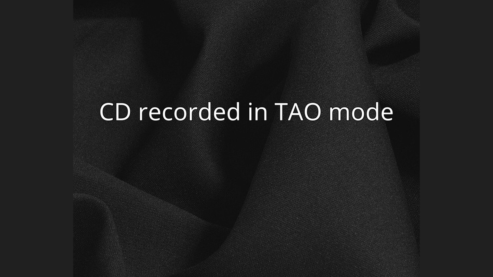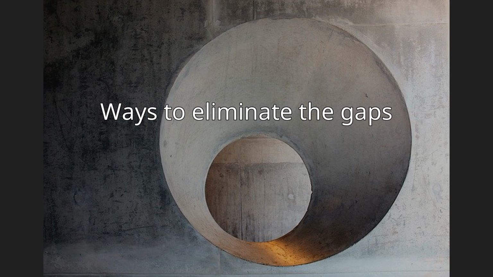CD recorded in TAO mode. Audio CD can be recorded in either disc at once (DAO) or track at once (TAO) mode. The latter is more flexible, but has the drawback of inserting approximately 2 seconds of silence between tracks. Ways to eliminate the gaps.